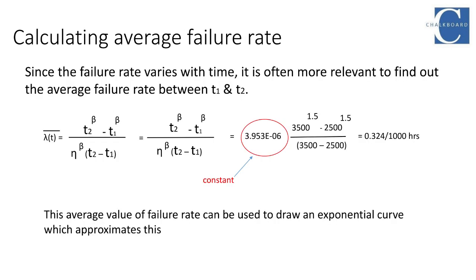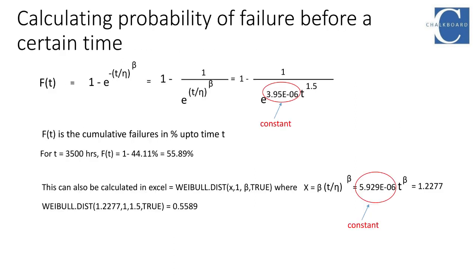Since the failure rate changes over time, it is difficult to use this value for practical applications like inventory planning. The average failure rate is a value which is valid over a certain interval. Like in this case, we can derive it for the period between 2,500 hours and 3,500 hours. Using that, we can calculate the number of bearings that will fail during that period.